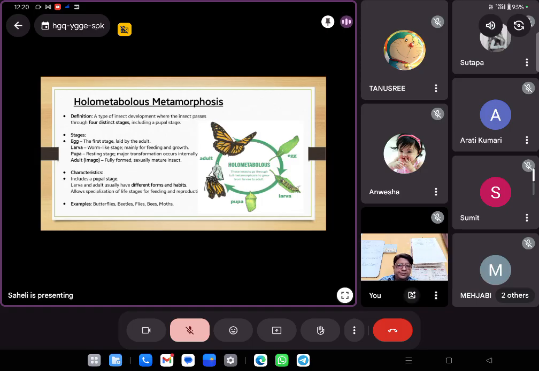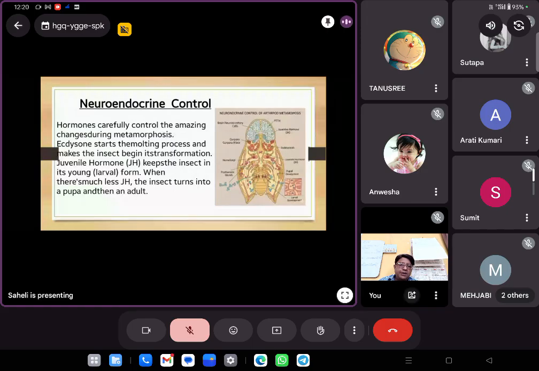Neuroendocrine control. In arthropods, metamorphosis is controlled by the neuroendocrine system, which means both the nervous and endocrine systems work together. The brain releases a hormone called prothoracicotropic hormone (PTTH), which activates the prothoracic gland to secrete ecdysone, or molting hormone. This hormone helps in molting and growth.